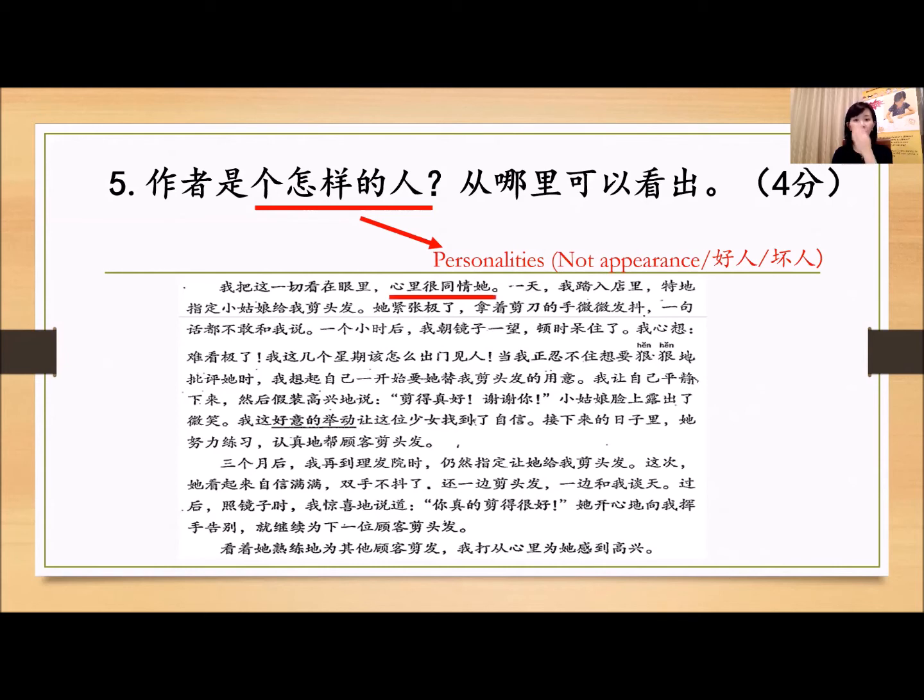There are some keywords that you can find from these 2 paragraphs to see what kind of person the writer is. 他讲心里很同情他。Then there's also 少女找到了自信。From where can we see it? Usually we need to find some reasons from the passage to show that he is this kind of person. But sadly, usually for the 怎么样的人 question, you need to know how to write the words, because sometimes the words can't be found in the paragraph itself.